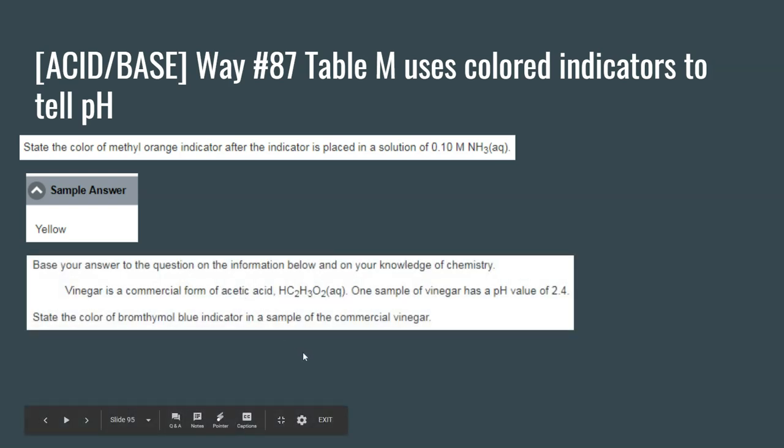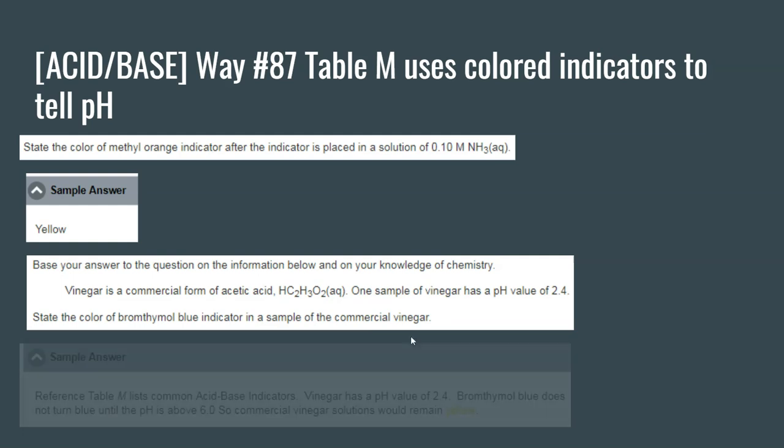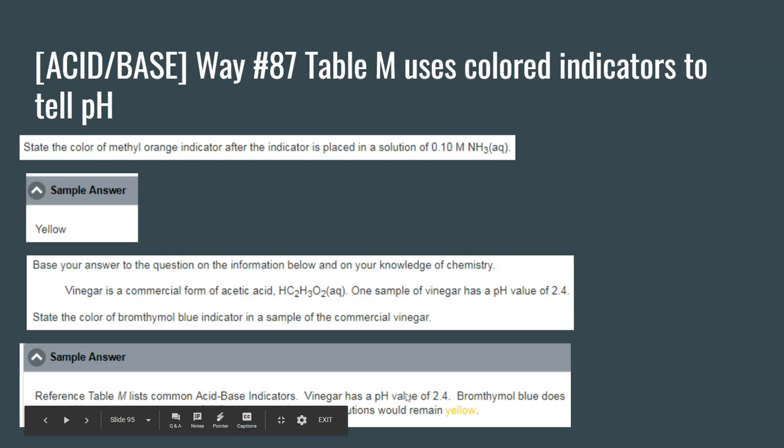Vinegar is a commercial form of acetic acid. One sample of vinegar has a pH value of 2.4. State the color of bromthymol blue indicator in a sample of commercial vinegar. Using Table M, you'll figure out that vinegar has a pH of 2.4, and bromthymol blue does not turn blue until the pH is above 6. So commercial vinegar solution has to remain yellow up until that point. So the answer is yellow.